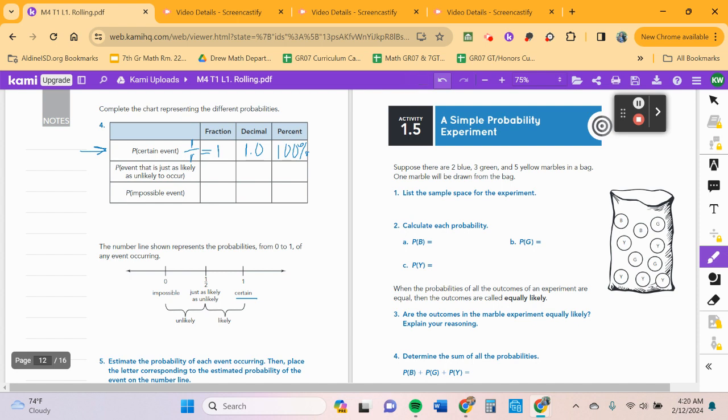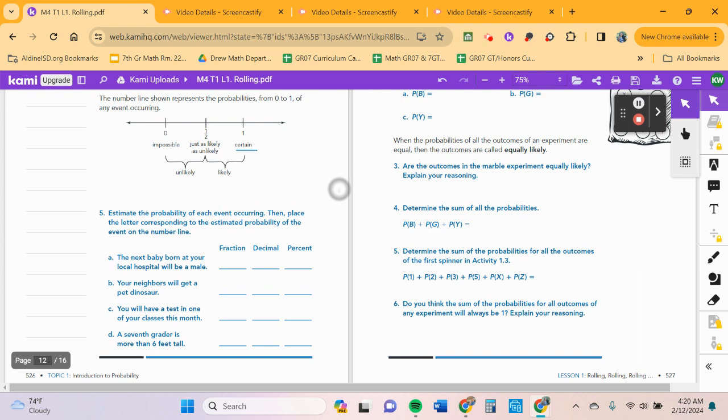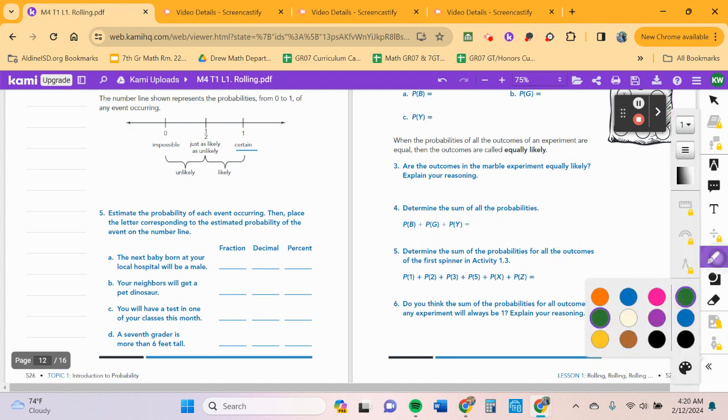But I'm not done here because I do want you to complete question number 5 as well before we check our answers. Number 5 says, estimate the probability of each event occurring. Then place the letter corresponding to the estimated probability of the event on the number line. And you're going to do that in fraction, decimal, and percent form. So for an example, like I said, I'll get you started because I want you guys to be successful.